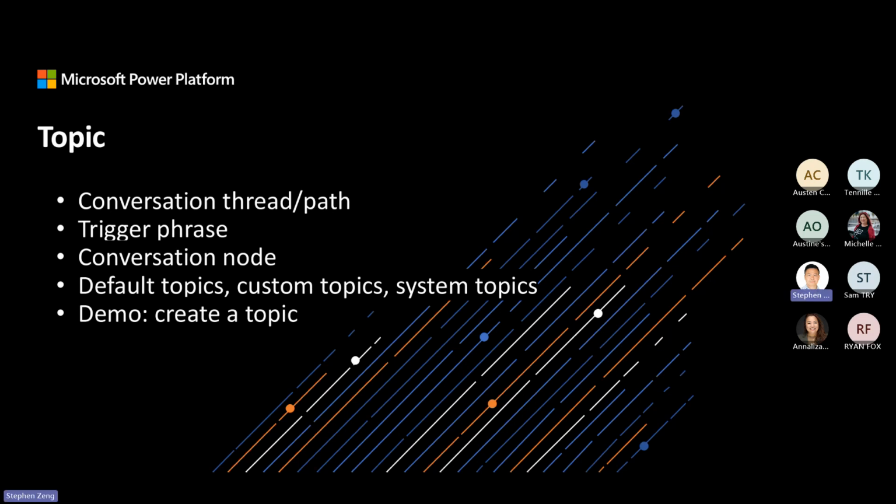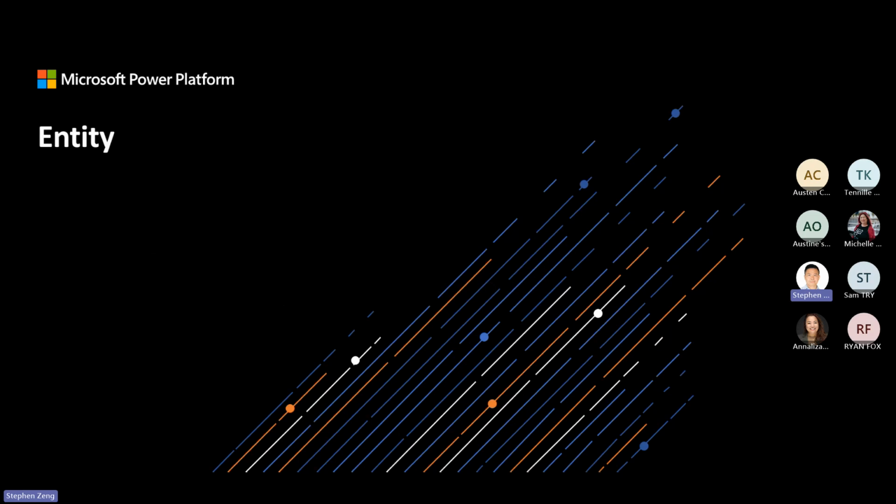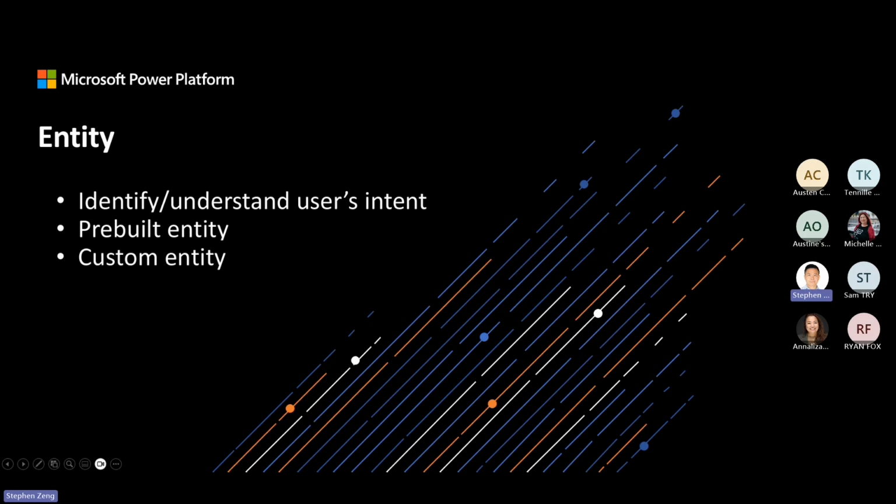Okay, so let's go to the next section, entity. Entity is also a very important concept to understand in Copilot Studio. A big part of conversations in Microsoft Copilot Studio is natural language understanding, which is the ability for the AI to understand a user's intent, right? Entities are for that purpose. There are pre-built entities and custom entities, which I'll show you in a sec.